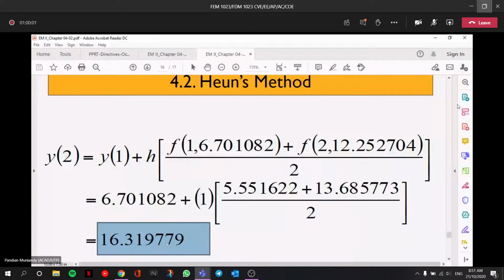16.3197. This one 81. I repeat, yeah, 16.319781. You verify this. That is at the Y2, you should get this. But this 7, this one should be 81. Can you verify this, class? Please verify.